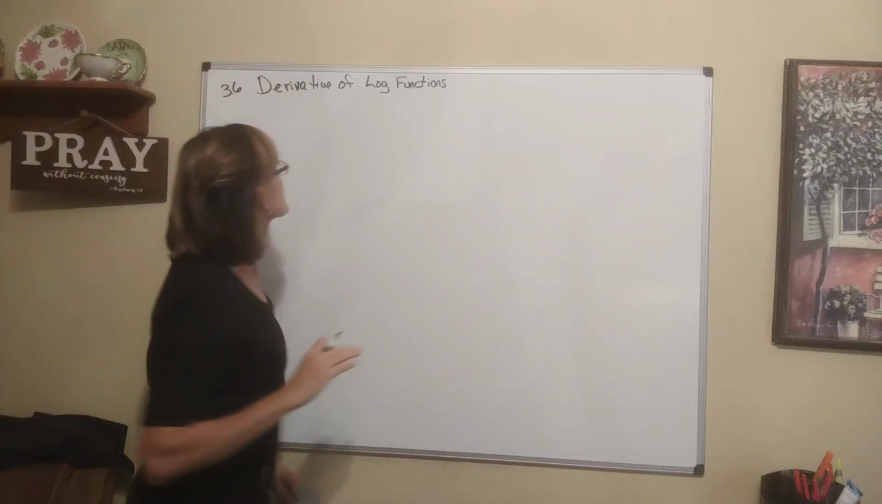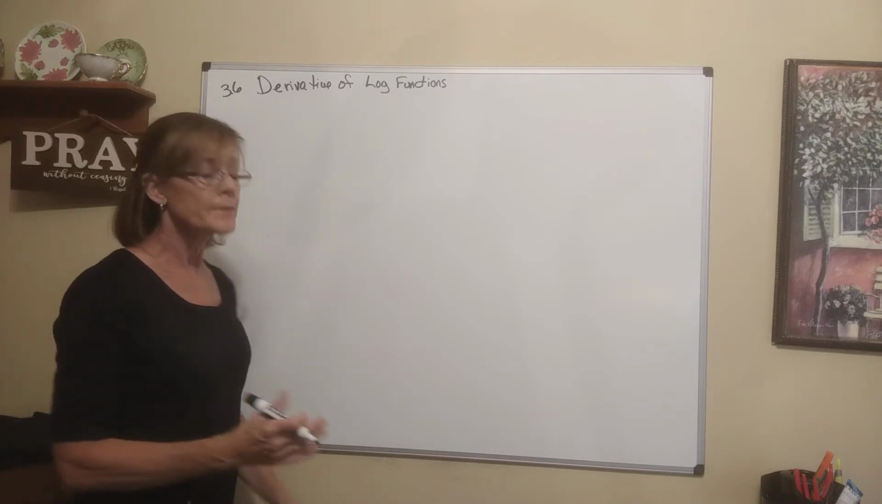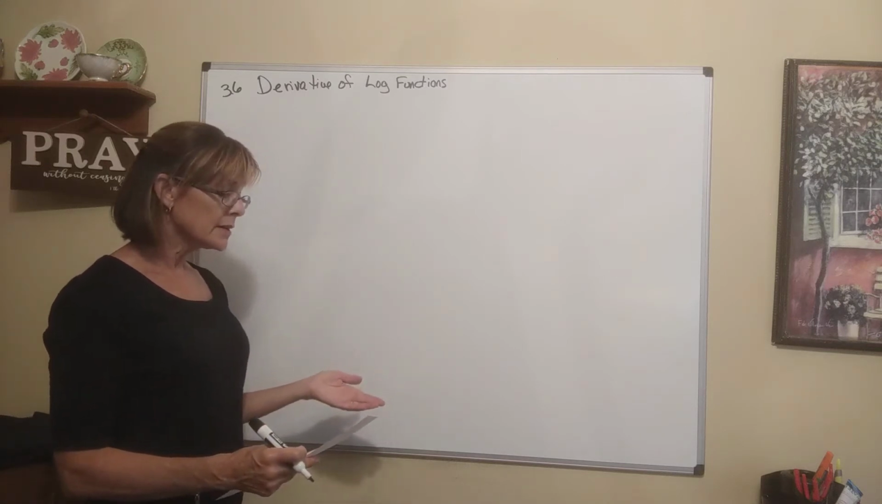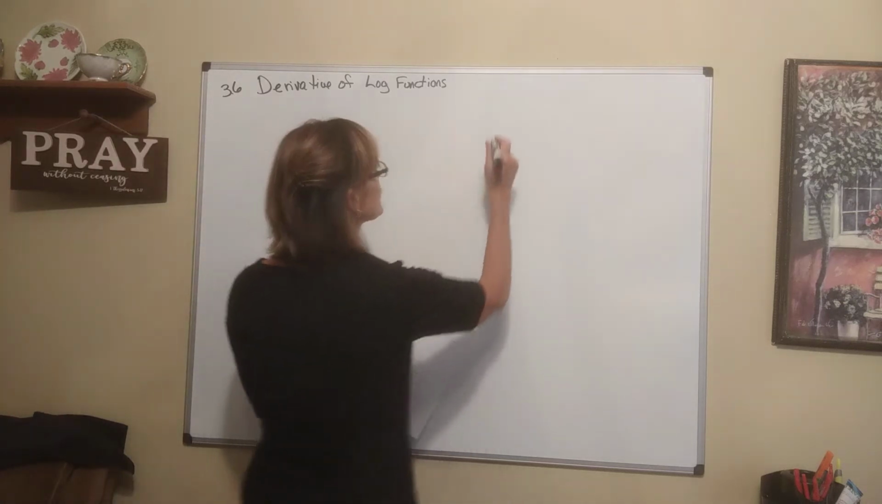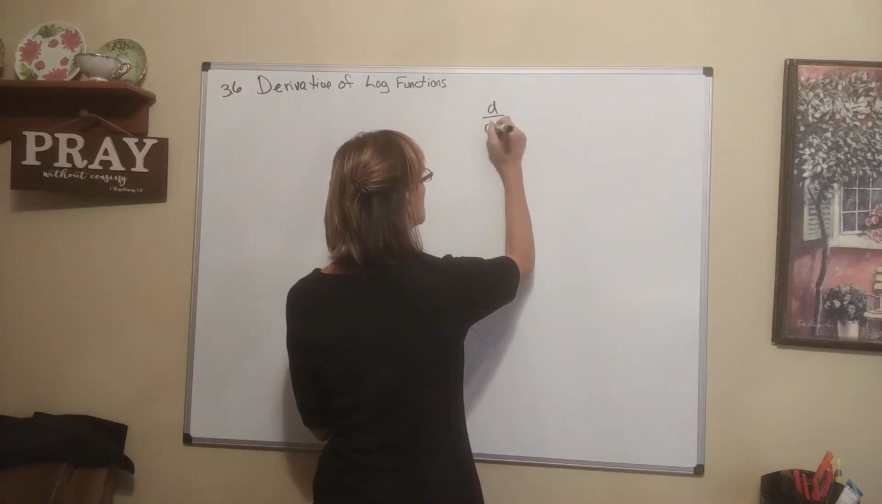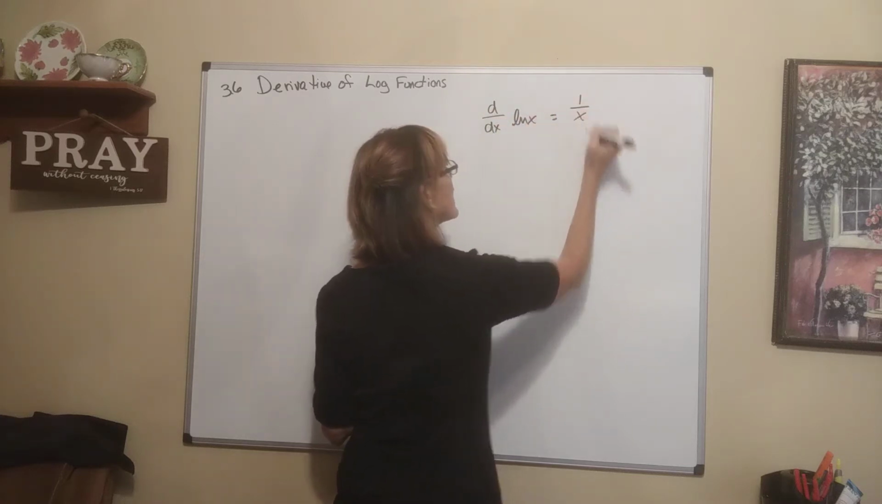Now we are ready for section 3.6, which is derivative of logarithmic functions. If it's in log base e, the natural base, and we're taking the derivative of the natural log of x, it is simply equal to 1 over x.